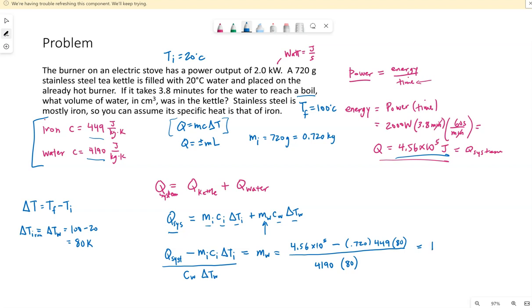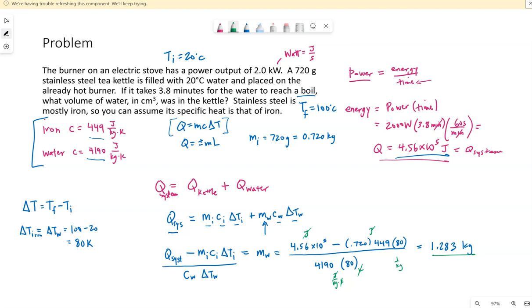So 1.283, this is in kilograms. We have joules here, joules here, joules per kilogram Kelvin, and then Kelvin. So the Kelvins cancel, the joules all cancel, so we end up with 1 over kilograms in the denominator, which gives us kilograms overall.